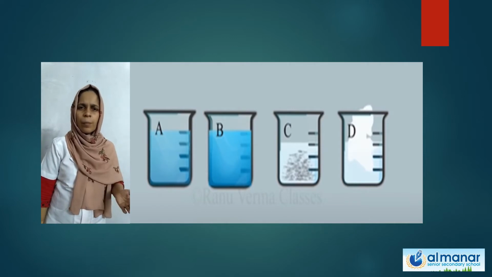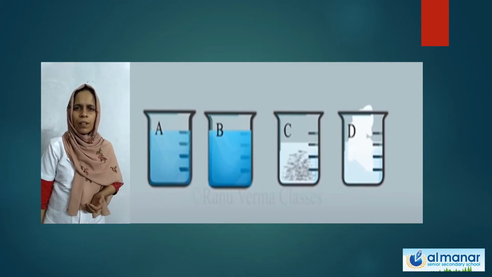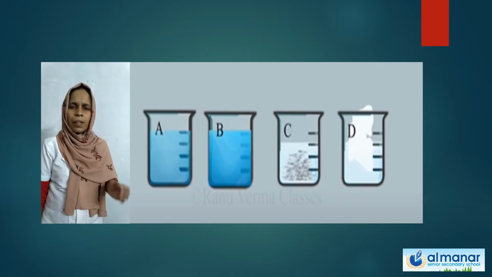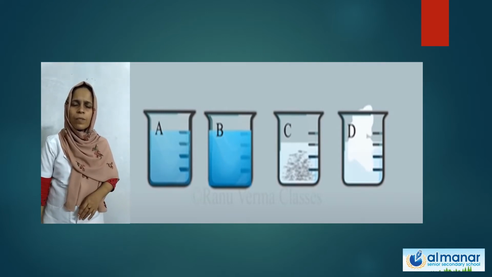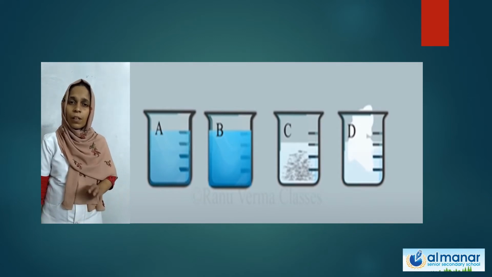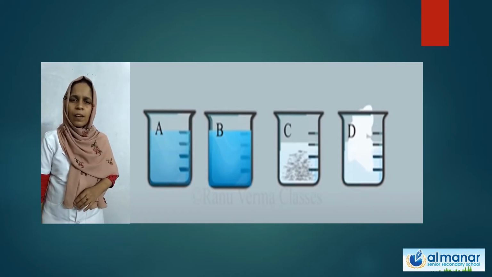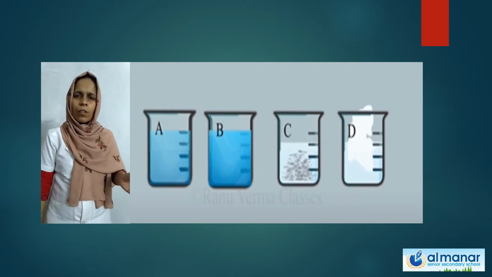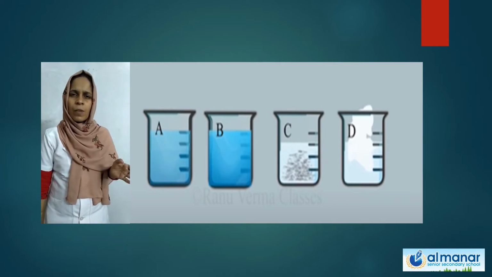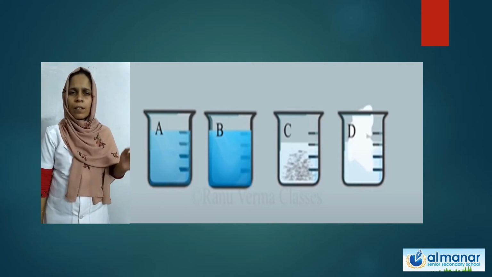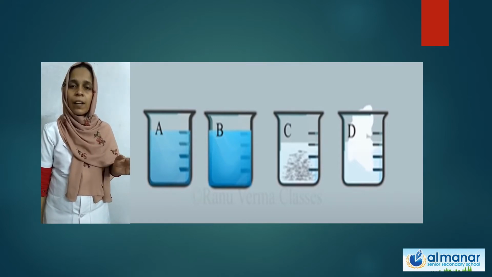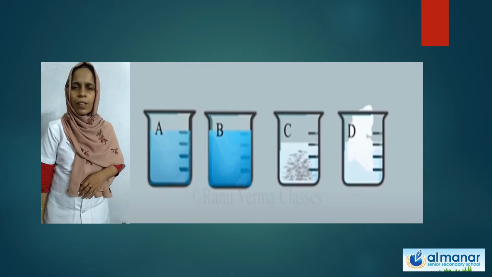Do we get the same type of mixtures in all the beakers? No. We can see in beaker A and B, the copper sulfate completely dissolves and forms a clear blue colored mixture. Yes. Then the mixtures with uniform composition are classified as homogeneous mixtures. So let us classify the mixtures in beaker A and B as homogeneous mixtures.